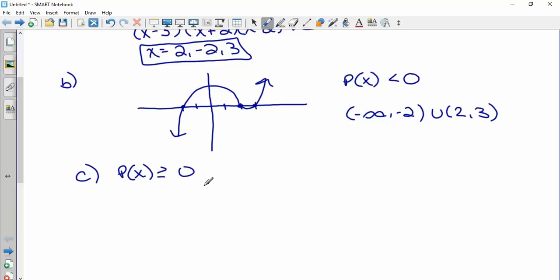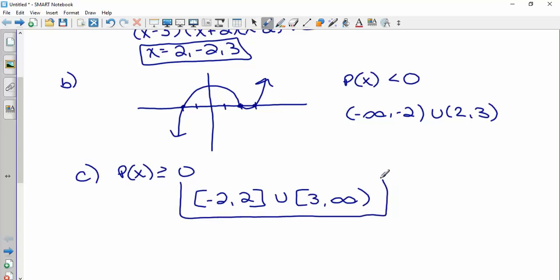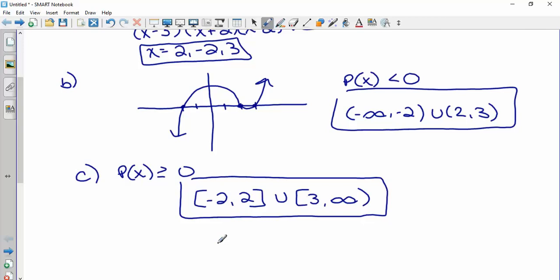So greater than would be the positives. If I'm looking, this graph is positive. It's above the x-axis between -2 and +2. Because of the equal to, what do I put on those? Brackets. And then it's a positive again after 3. Any questions on number 1?